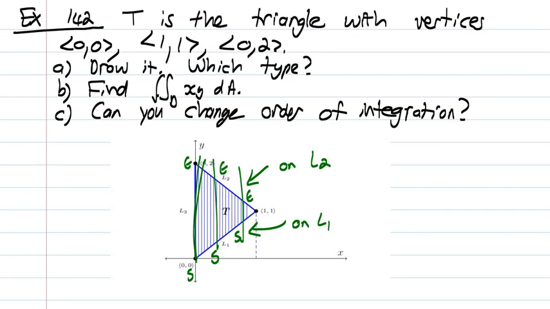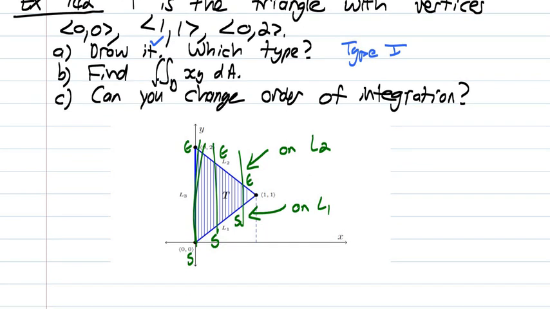So we've drawn it, and which type is it? It is now of type 1, because now we can make vertical slices. And now in part B, we want to calculate the double integral of xy over this region D, which is now a triangle. Great. So we got it. This is of type 1.